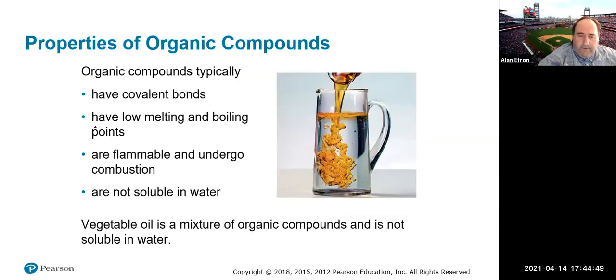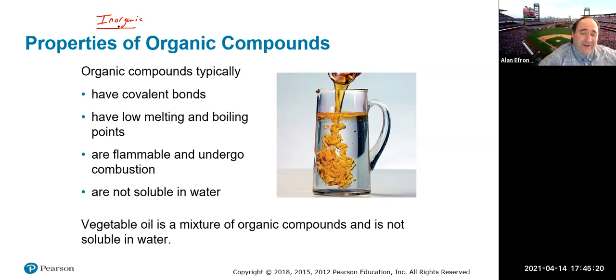Now, some properties of organic compounds. By the way, when we're not talking about organic compounds, the stuff like ionic compounds that we talked about previously, those are sometimes referred to as inorganic compounds. Organic compounds typically have covalent bonds because they're basically made up of bonds between carbon and hydrogen. They're both nonmetals, so that means we're sharing electrons here.